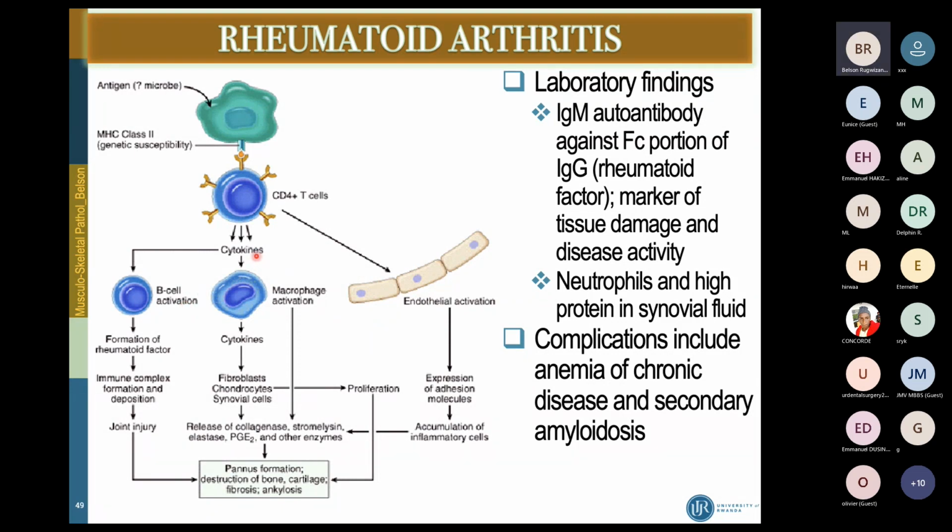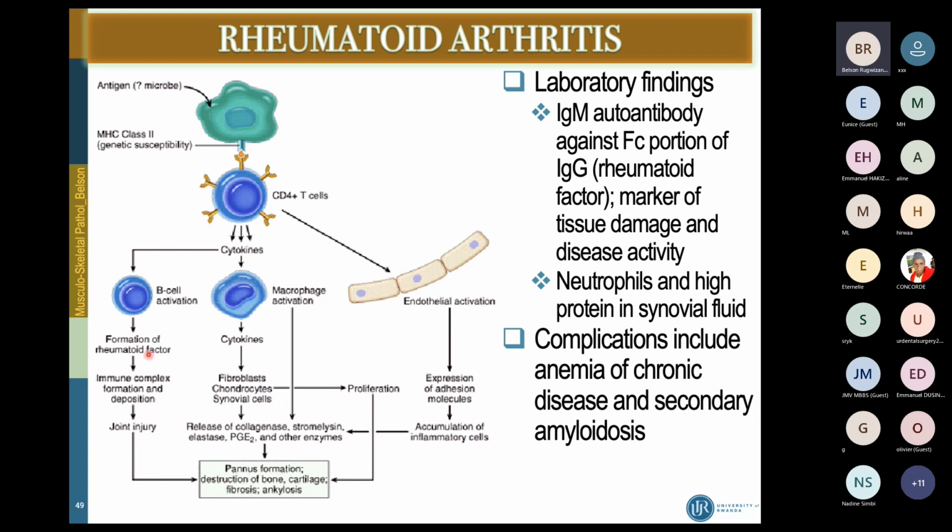Other cytokines will work on macrophages, and macrophages produce more cytokines, which can work on fibroblasts, on chondrocytes, on synovial cells to release collagenase, an enzyme which destroys collagen, stromelysin, elastase, and so on. Together with that, there will also be proliferation of these cells, fibroblasts, chondrocytes, and synovial cells, together with the formation of the rheumatoid factor.